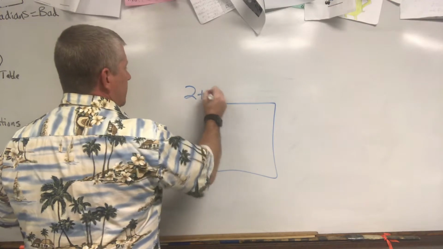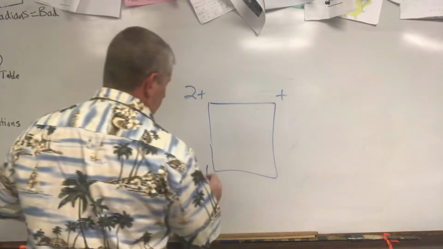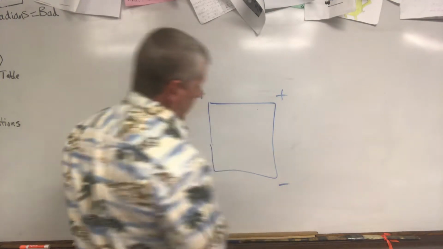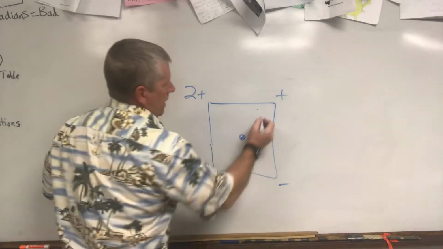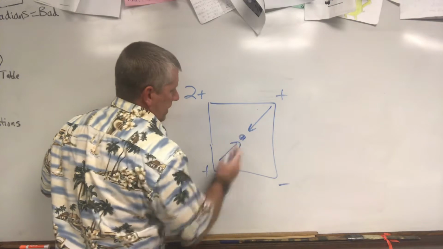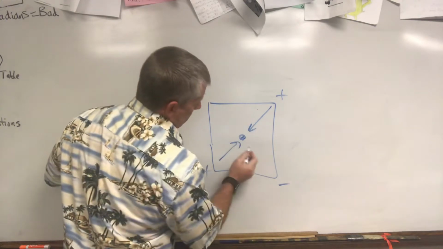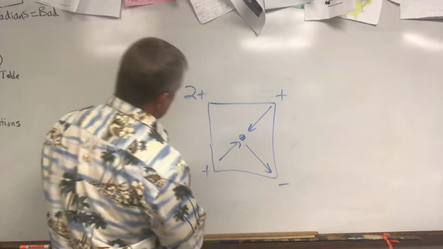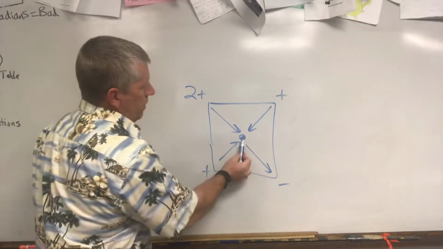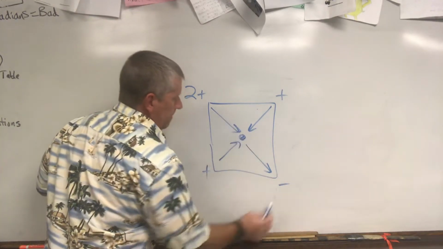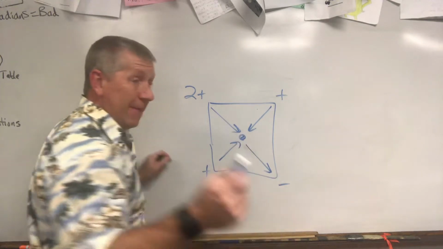Like a 2 positive here, a positive here, a positive here, and a negative here. Okay, what about the field in the center? Out of the positive, cancel, into the negative, out of the positive, into the negative. So at this point here, we'd have an overall field in this direction, and we'd have to calculate it.